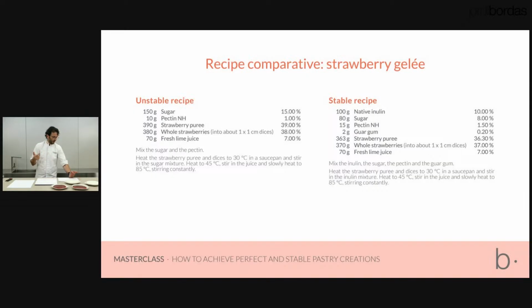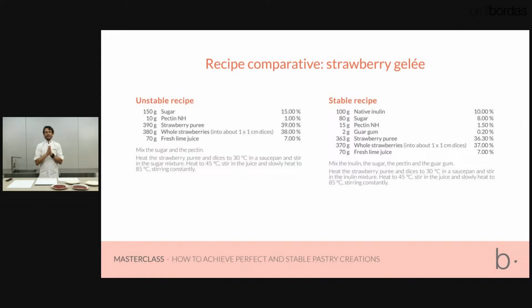What solution did we apply in that recipe? What we did was, okay, if we know that one solution is to introduce more dry extract, we introduce dry extract while also reducing sugar. So we have a recipe less sweet with less sugar, better for health, and we introduce fiber, native inulin, that you already have some masterclass about, where we explain how it works and how you can apply it in your recipes. So we reduced sugar and we introduced native inulin.